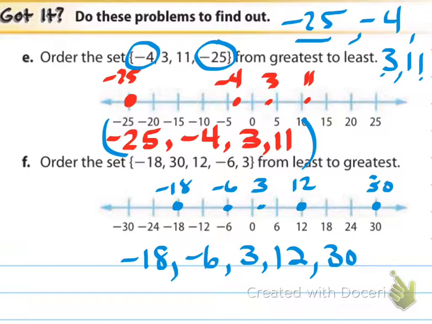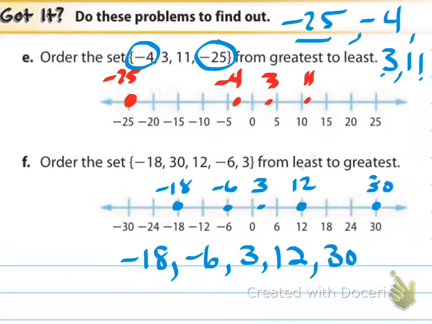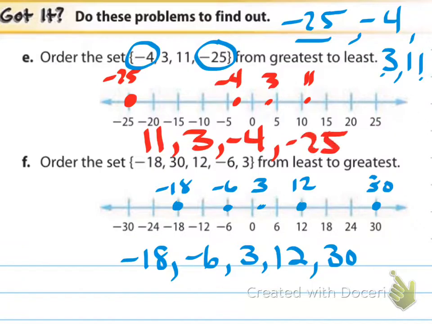Oh, no, it said greatest to least. Just kidding. So this one, I actually need to reverse it. I was just kidding about that one, guys. 11, then 3, then negative 4, then negative 25. Make sure that you read the directions. It says greatest to least. All right, so this time I'm going to go from the right and work my way to the left, since it's big numbers to small.